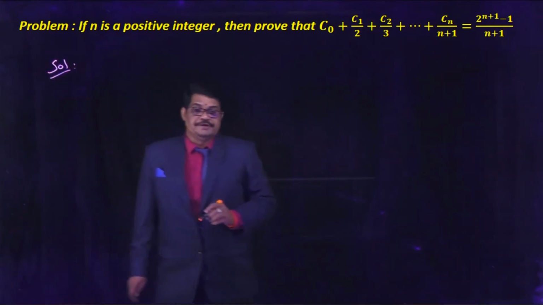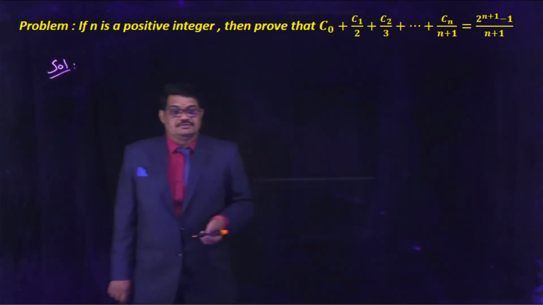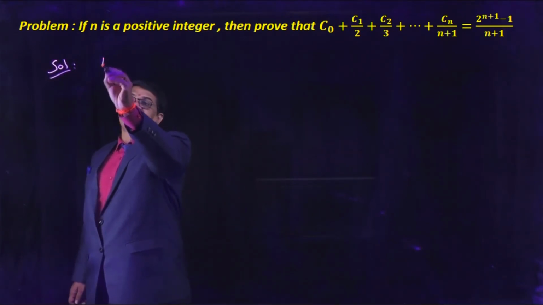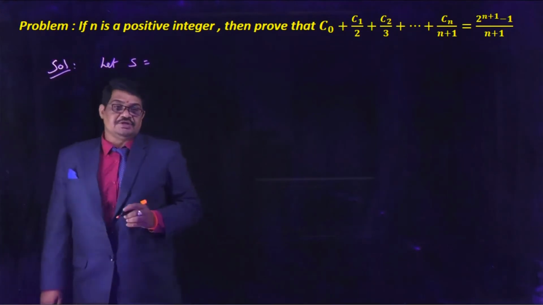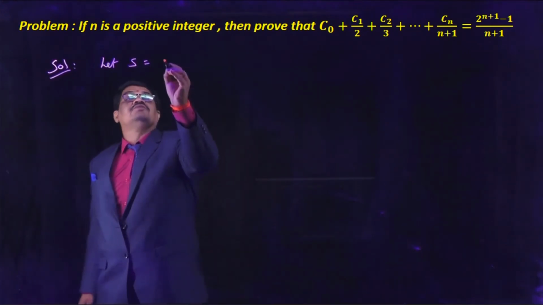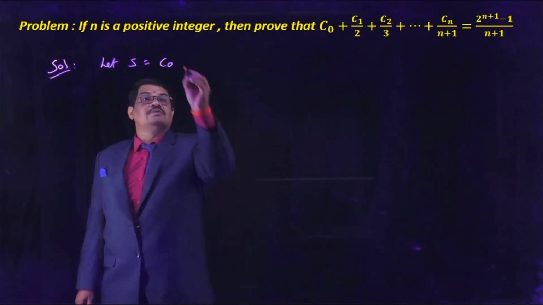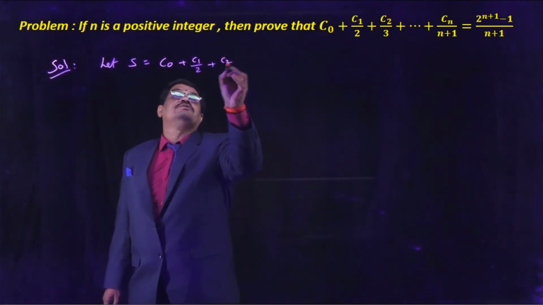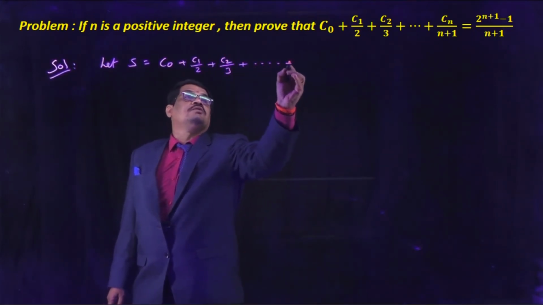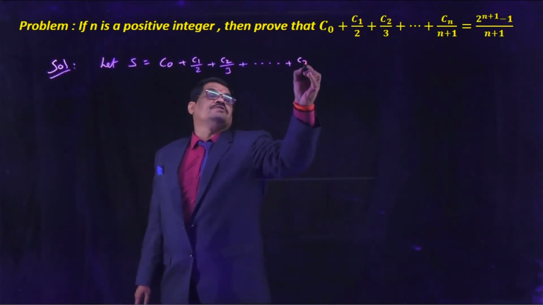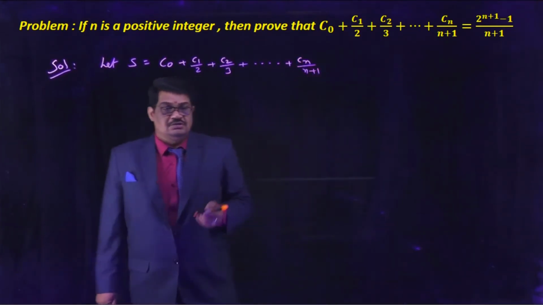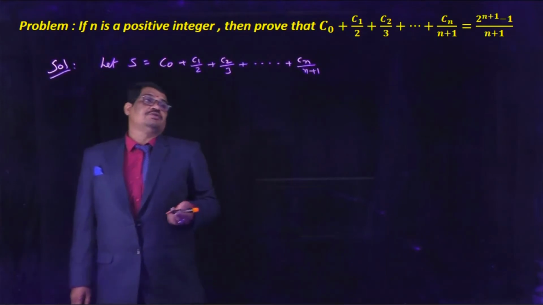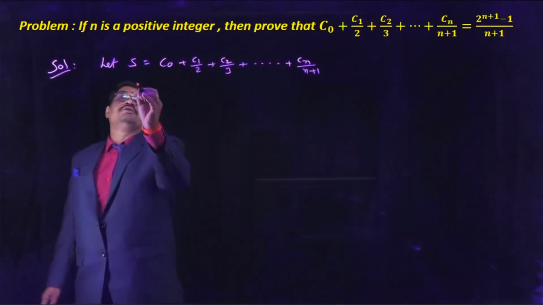So we take the LHS first. Let S be equal to the LHS of the proving result: C0 + C1/2 + C2/3 and so on, plus Cn/(n+1). So that is the LHS of our proving result. Now C0, C1, C2, Cn are simply the denoted binomial coefficients.